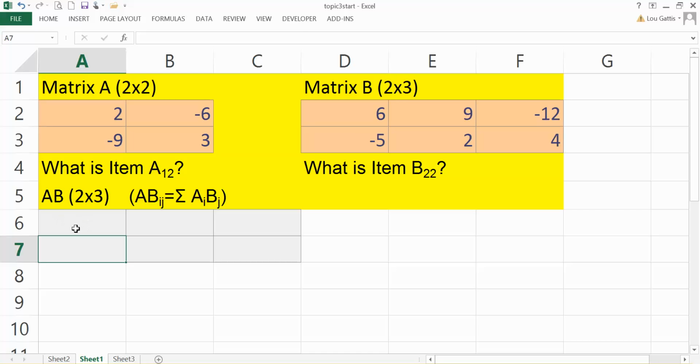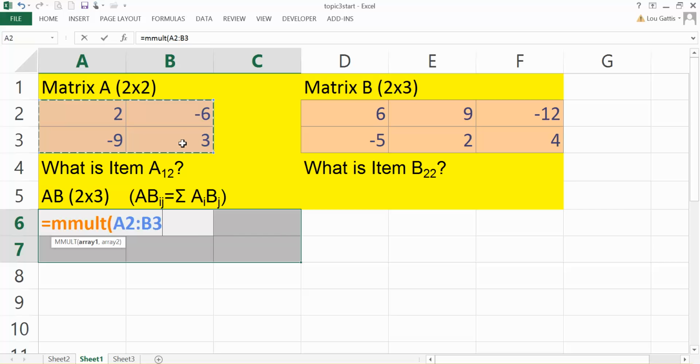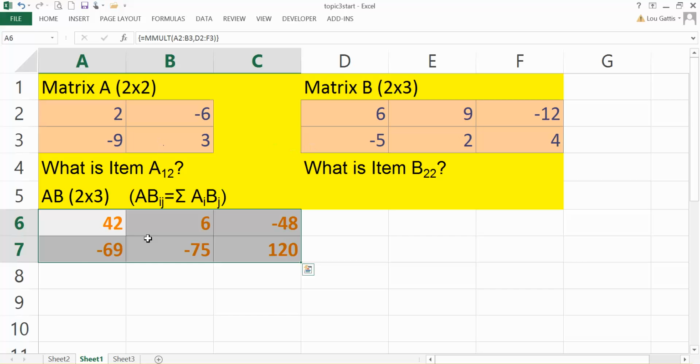So the way you enter a matrix operation in Excel is you highlight the entire new matrix and say equals MMULT. Go ahead and put in A, comma, B. Control-Shift-Enter. So this is matrix AB. So let's talk about each item.